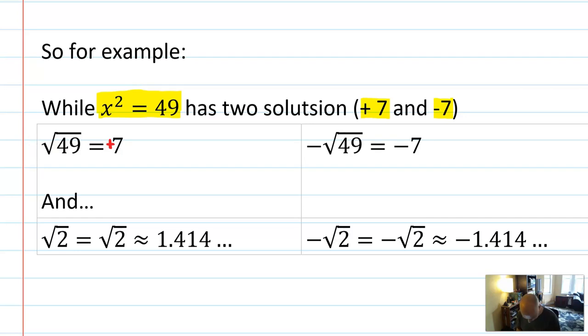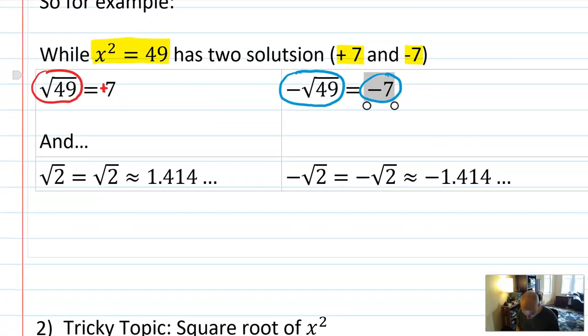That's wrong. When you see the root without anything, that's the positive version, positive 7. If I, the author of a textbook or a worksheet or whatever, want you to think about the negative version, the negative root, I, the author, need to write negative square root of 49, and only then will that equal negative 7. And it's true with roots that don't reduce also.